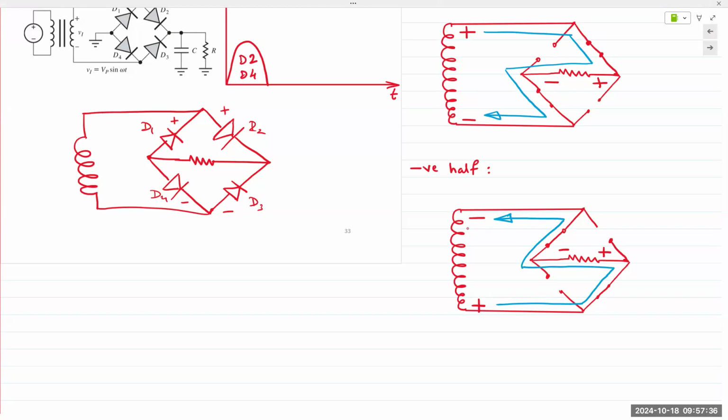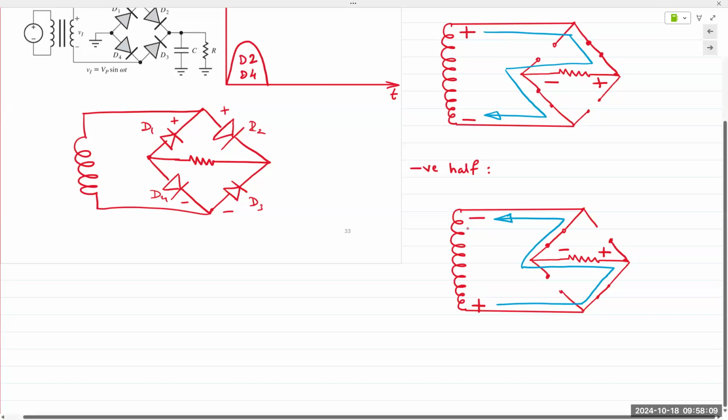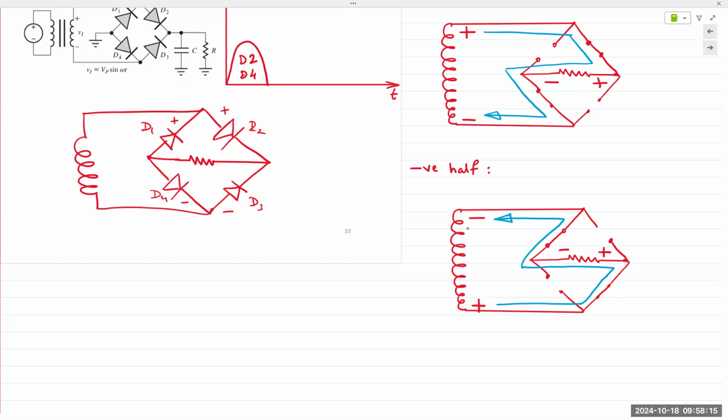Negative half cycle, source is flipped, positive at the bottom from the transformer, negative at the top. So now the diodes D3 and D1 are forward biased. And so D3 and D1 are on, D2 and D4 are off. Replace with a short circuit and open circuit. Current flows from the transformer in the exact same direction through that resistor from the left. And then goes through the resistor, thus causing a voltage drop with a plus on the right and minus on the left.